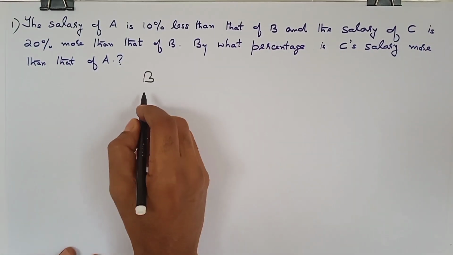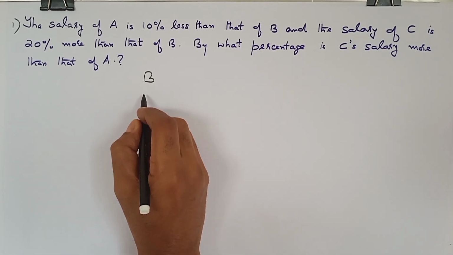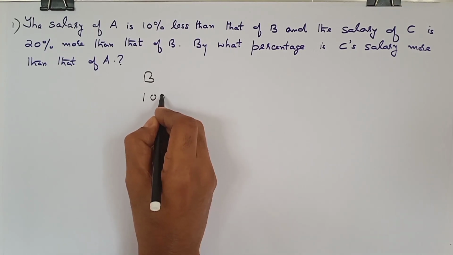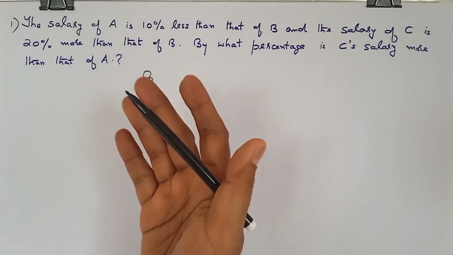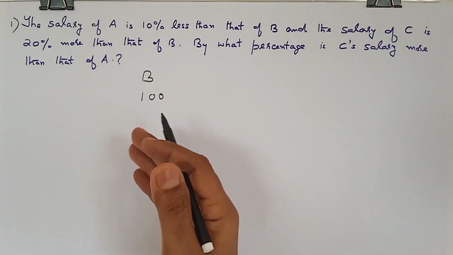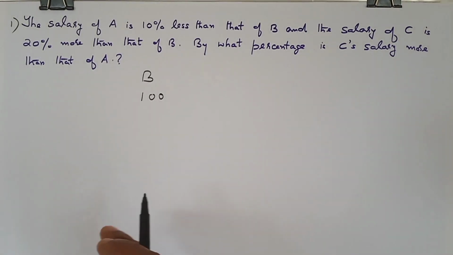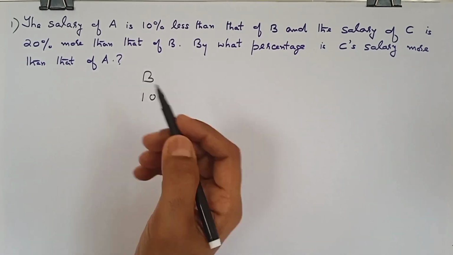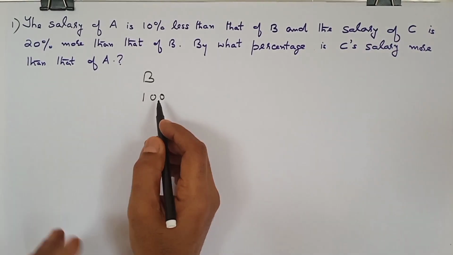The convenient number is generally 100 or 1. Why do we choose 100 or 1? Just for ease of calculation. In fact, you can write any number here and for that matter, even a variable. But the solution gets unnecessarily complicated. To avoid that, we use 100 in most cases.